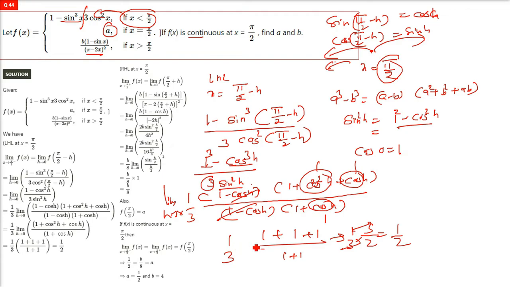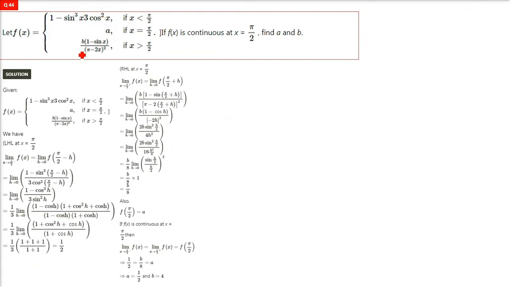Because it is actually equal to a. So directly from here you can say a is 1 by 2 because we are going to equate this with f pi by 2, and f pi by 2 is given as a in this question. And the left hand limit is half.